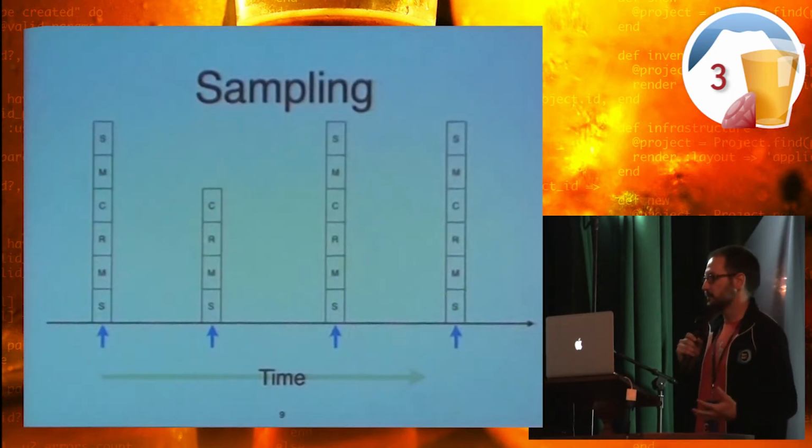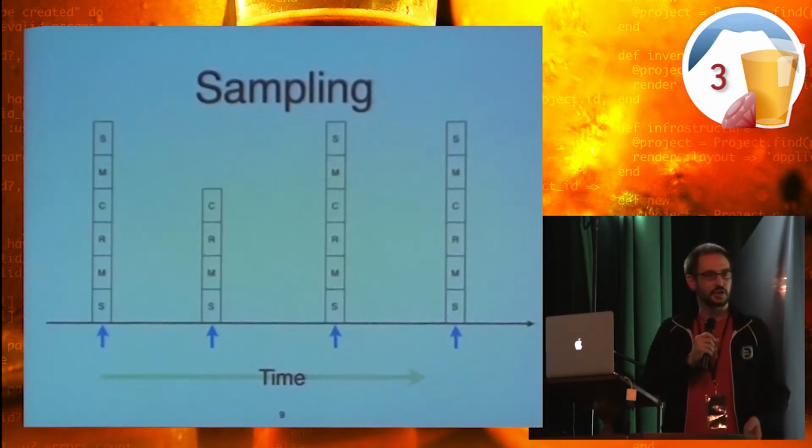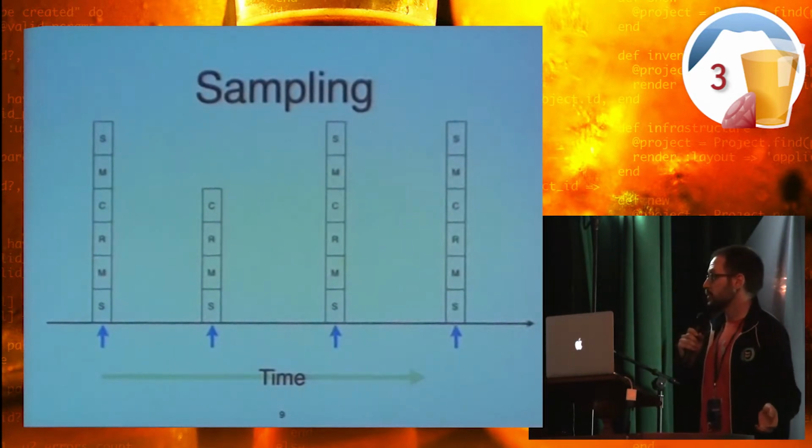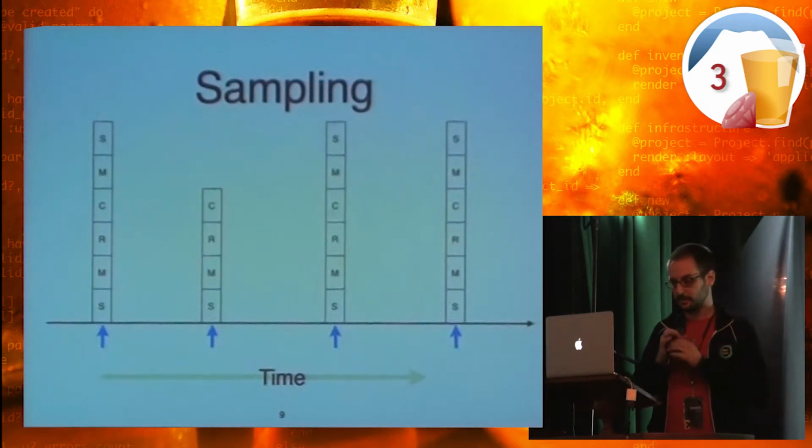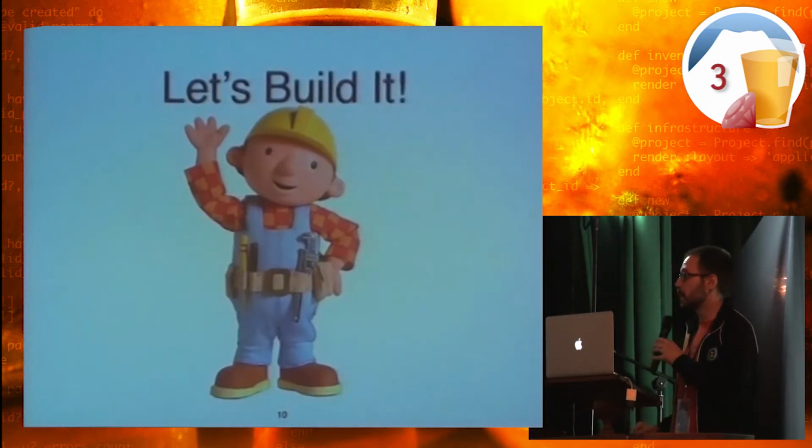Well, what does this tell us? This tells us the frequency with which we're seeing different parts of our code being executed. And if you run this with enough samples over enough time, it will build up a picture of what's going on in your application. All right, enough talking about what these things are.